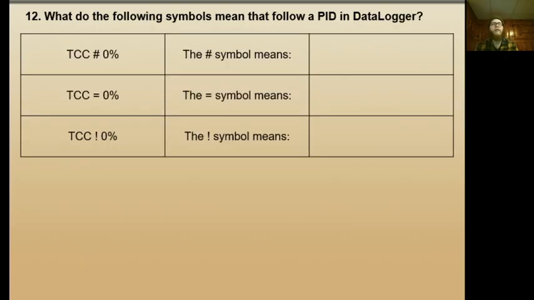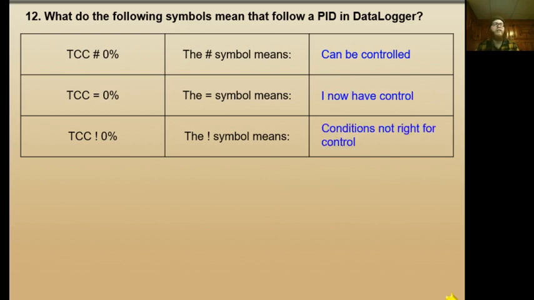The following symbols for data logger. So the first one is it can be controlled, so that's just next to the PID and lets us know that if we want to output state control it, we can. When that goes to an equal sign, it means that we are currently controlling it. And an exclamation point means that the correct conditions to control that PID have not been met.